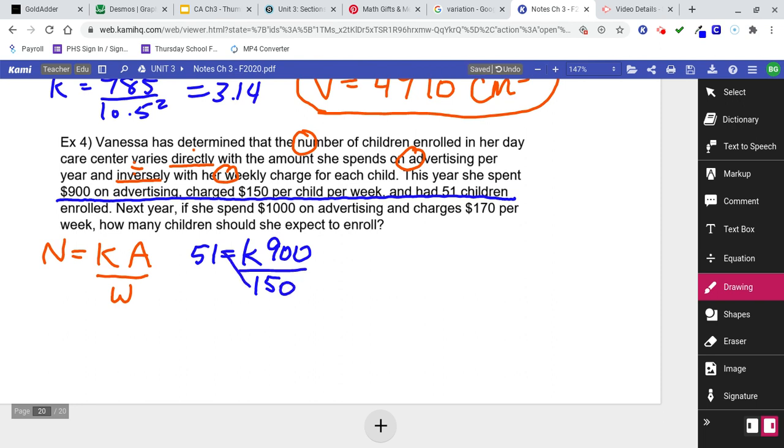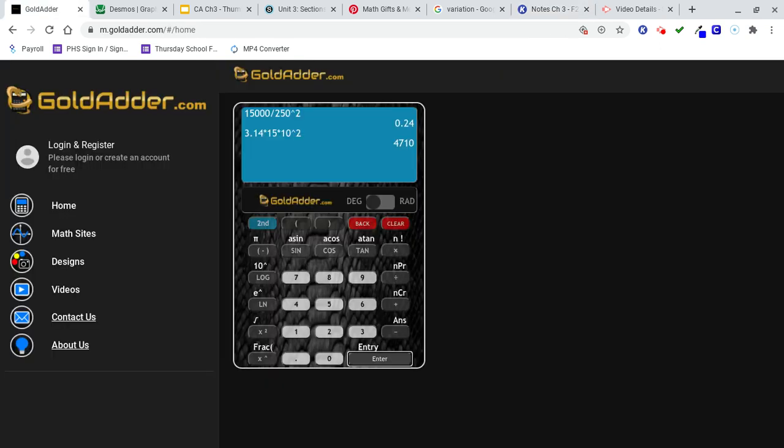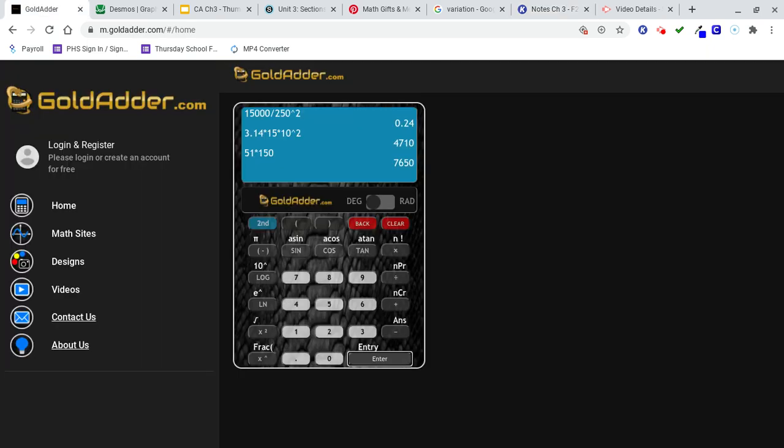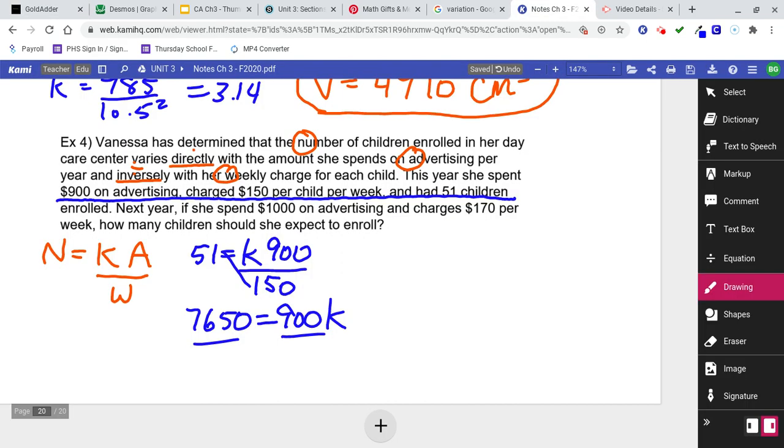So, kind of cross multiply here. 51 times 150 is 7650. Equals 900K. I'm going to divide by 900. K equals 8.5.